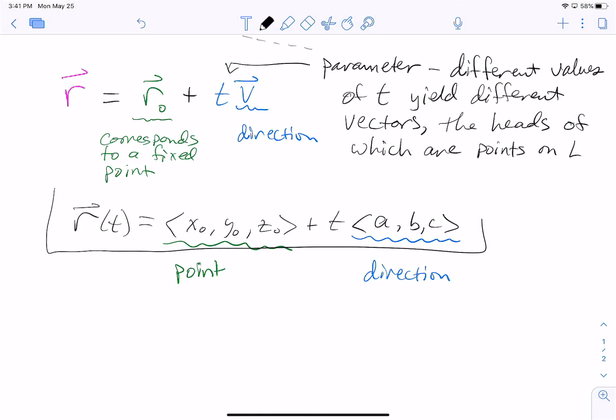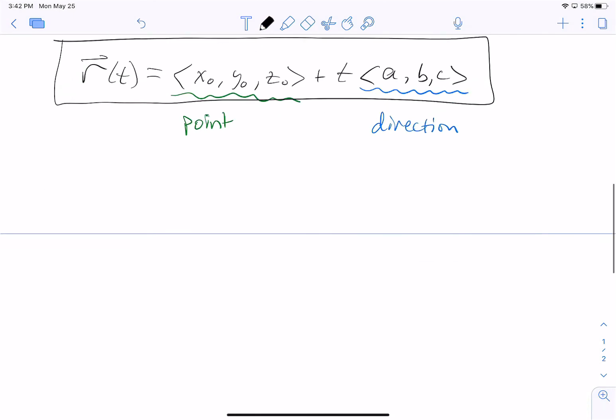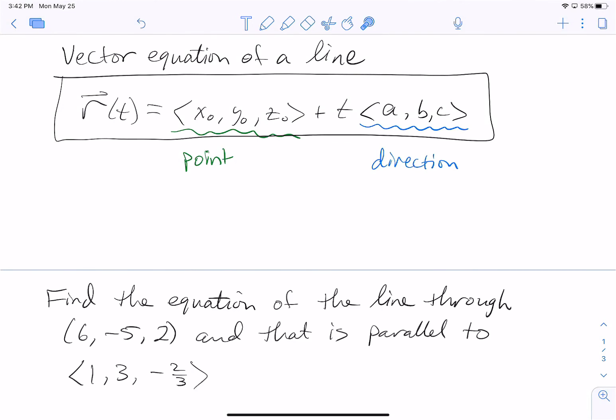This is the vector equation of a line. Let's see how we can use something like this. We're going to find the equation of the line that goes through the point (6, -5, 2) and that is parallel to (1, 3, -2/3).